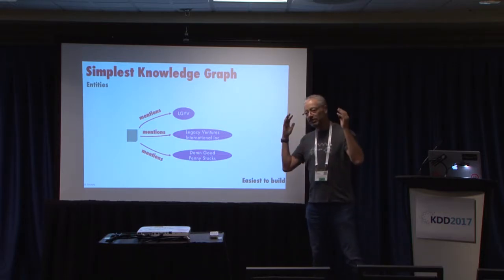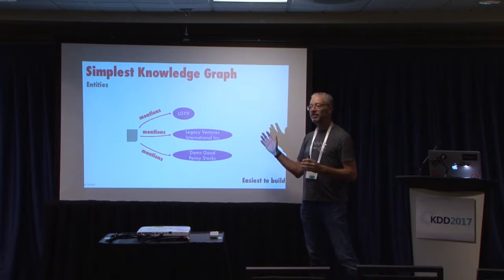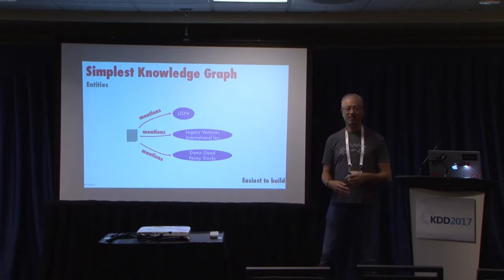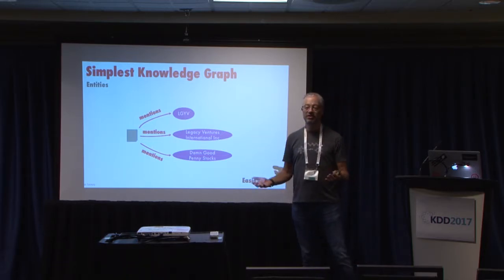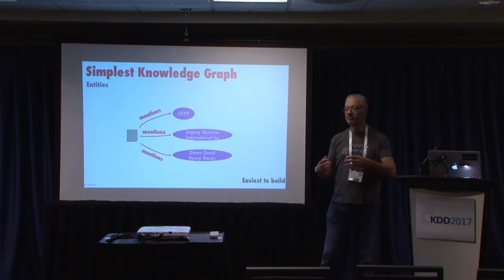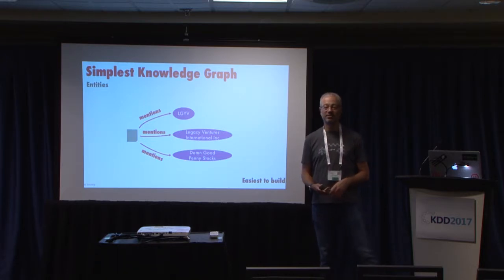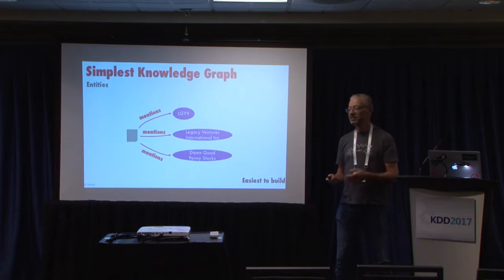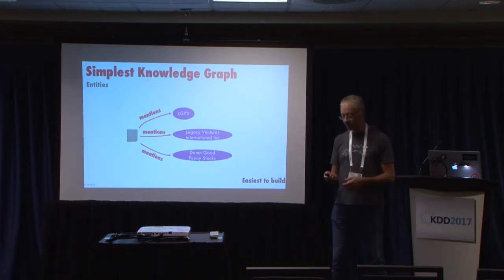But if you think about it, there's a lot of things you can already do with this by just analyzing co-occurrence. You can detect communities. You could do all kinds of interesting things. So I would not dismiss a very simple knowledge graph as a useless knowledge graph. It's actually already very useful.